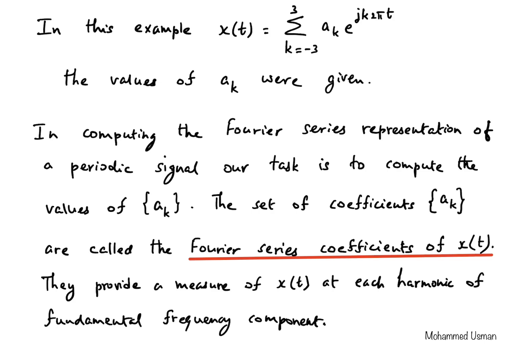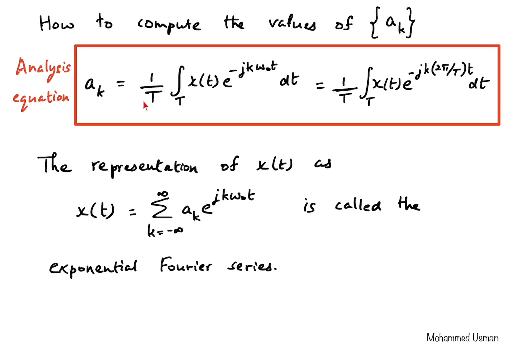Okay, so the next thing we want to discuss is how do we compute the values of these Fourier series coefficients. The formula to compute the values of the a_k is given by the following equation: each a_k is 1 by T, integral over one period, where T is the period of the signal, of x of t e power minus j k omega naught t. So for a0, this will become 1 by T x of t e power j into 0 omega naught t, so e power 0. That is simply the integral of x of t over one period.